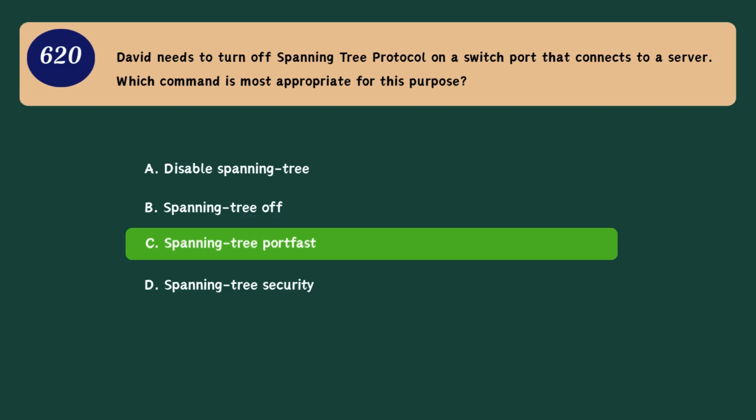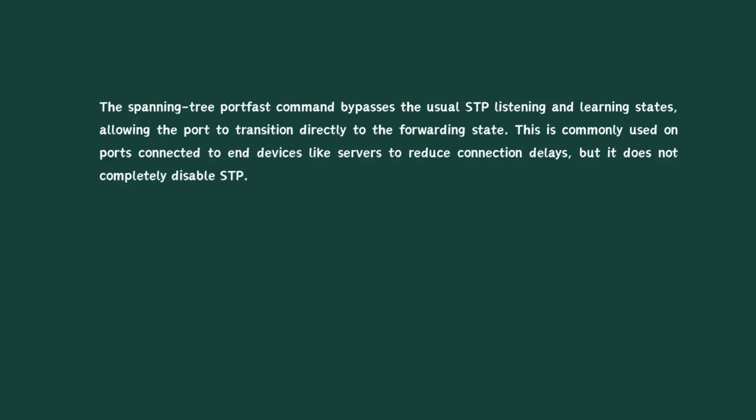Correct answer. C. Spanning tree portfast. The spanning tree portfast command bypasses the usual STP listening and learning states, allowing the port to transition directly to the forwarding state. This is commonly used on ports connected to end devices like servers to reduce connection delays, but it does not completely disable STP.